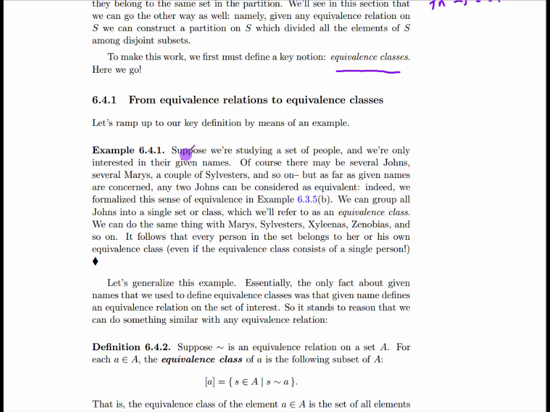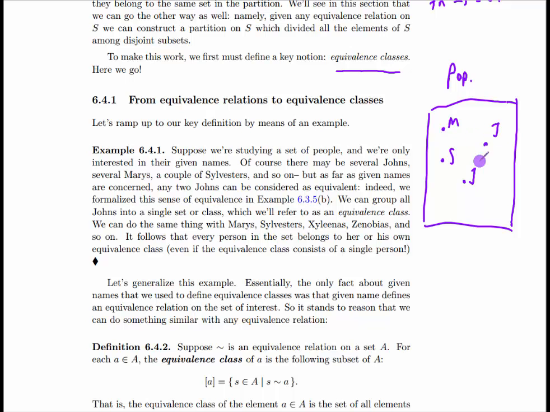So for instance, if we have the equivalence relation defined by given names, right? So in this example, we're looking at all the people in a certain population, and there's some people whose name is Mary, some people whose name is John, some people whose name is Sylvester or something else. Now, if I group all of the Johns into a single set, then that's a subset of the population. I can group all the Marys together into a single set. I can group all of the Sylvesters into a single set.